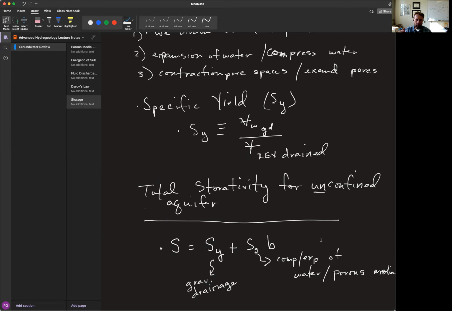All right, so storativity and specific storage expressly relate the head drop or the volume of head drop to the volume of water that we get out of an aquifer. And this is the last piece that we need to really think about deriving the groundwater flow equation. And it's a really important relationship because it relates changes in head to changes in the volume of water in our aquifer.